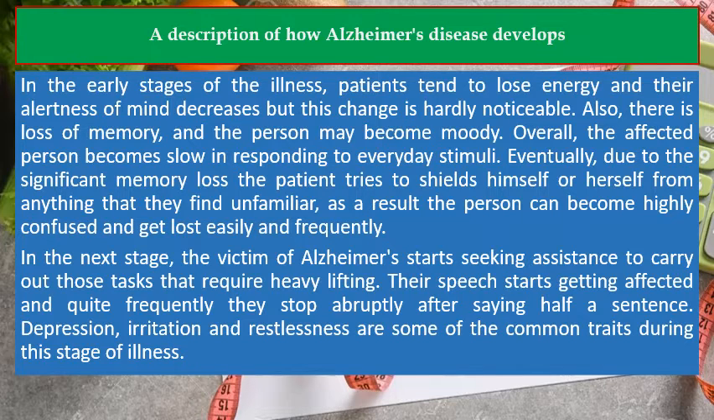Eventually, due to the significant memory loss, the patient tries to shield himself or herself from anything that they find unfamiliar. As a result, the person can become highly confused and get lost easily and frequently. In the next stage, the victim of Alzheimer's starts seeking assistance to carry out those tasks that require heavy lifting. Their speech starts getting affected, and quite frequently they stop abruptly after saying half a sentence.